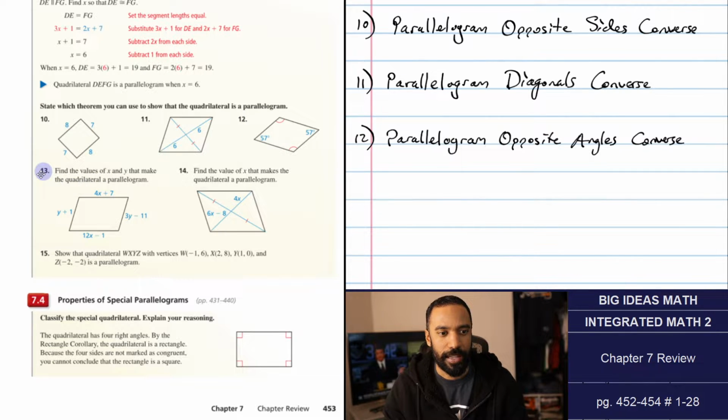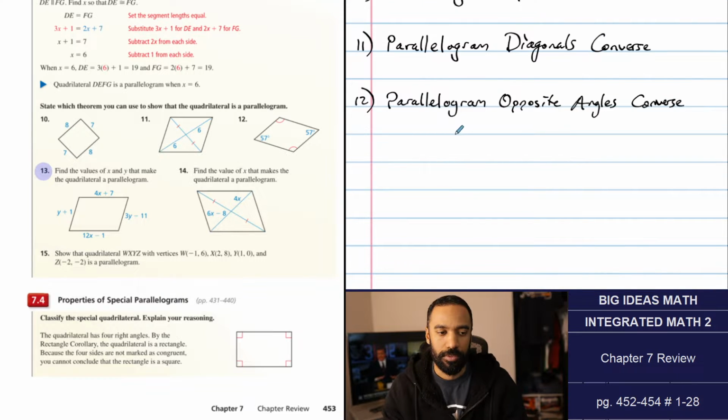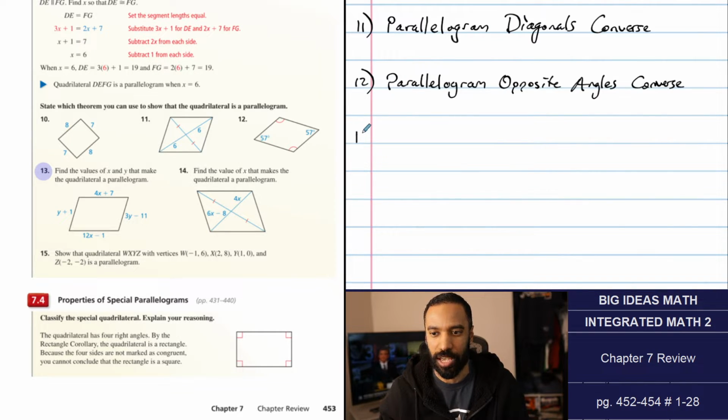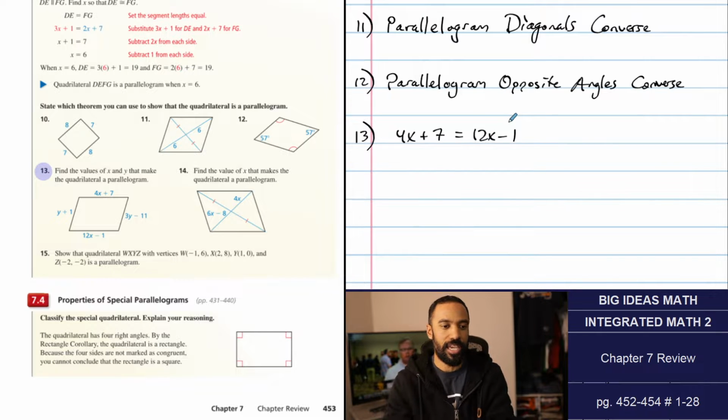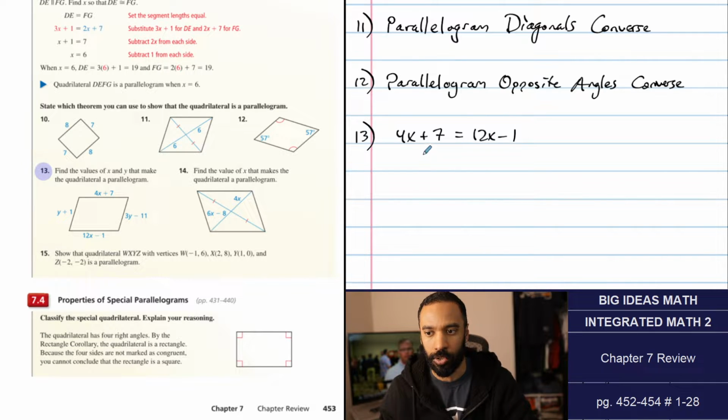All right, number 13. Find the values of x and y that make the quadrilateral a parallelogram. So, it's no different from what we did in section 7.2 when you knew you had a parallelogram. You set opposite sides equal to each other. Because we're saying if we use the parallelogram opposite sides converse, 4x plus 7 equals 12x minus 1, what value of x would make these things equal? And if opposite sides are congruent, then you have a parallelogram for both pairs of sides. So we set them equal and we solve.